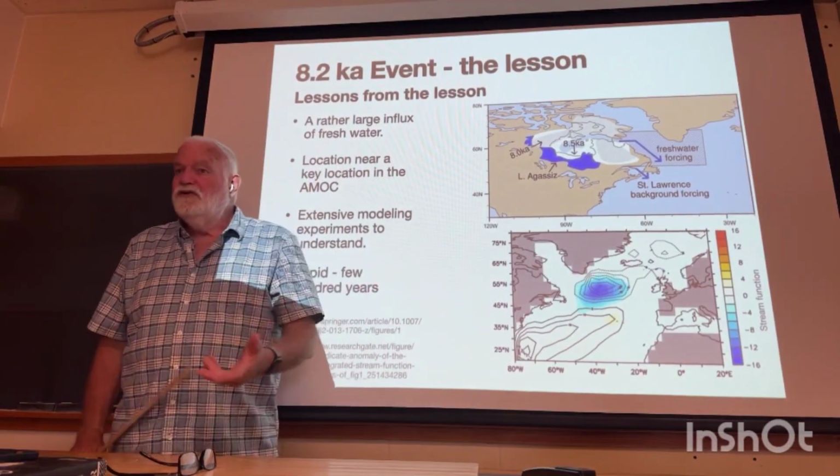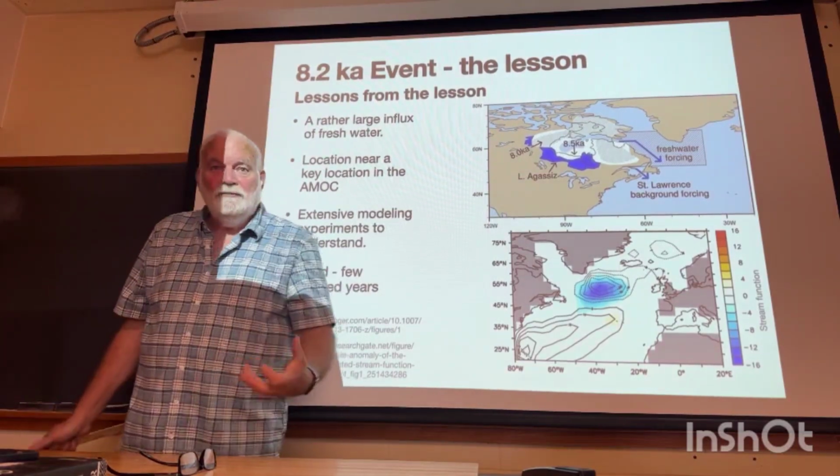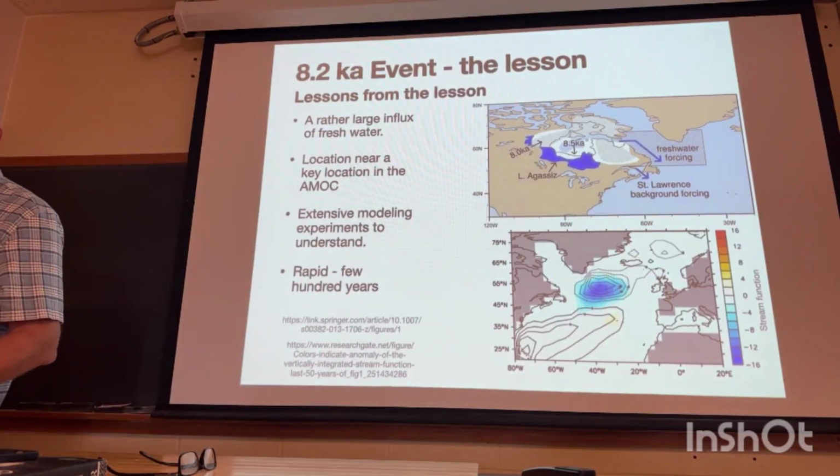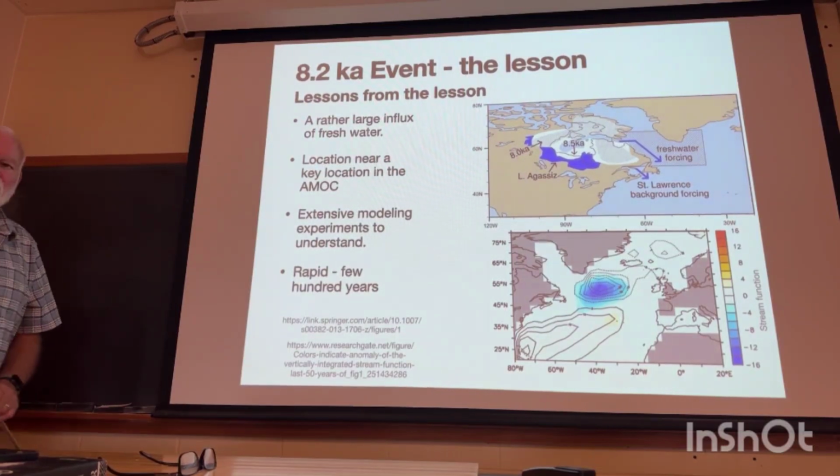The 8.2, this is all review. Who can tell me what the 8.2 is about? Why do we care about that? In the geologic past, it happened 8,200 years ago. Who cares? I have that it caused a rather large influx of fresh water and it had rapid impact on recovery for a few hundred years.